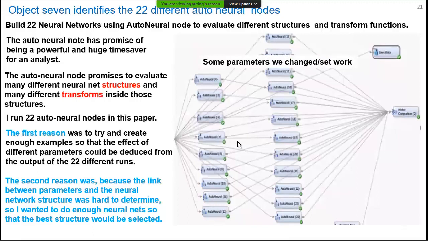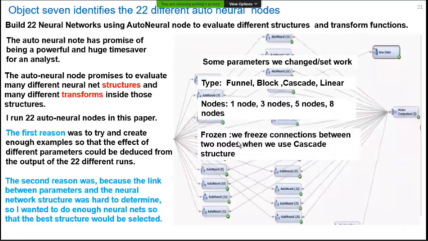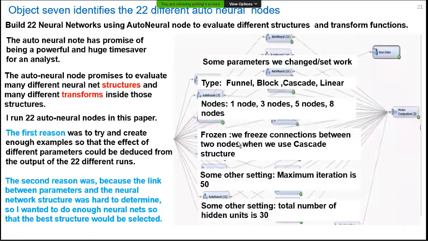So some parameters we changed. First is type, we have 4 types: funnel, block, cascade, and linear. And for the nodes, I set 4 different kinds: 1 node, 3 nodes, 5 nodes, and 8 nodes. For the frozen setting, we froze connections between 2 nodes when we use the cascade structure. These are some other settings. I set maximum iteration to 50, and total number of hidden units to 30.